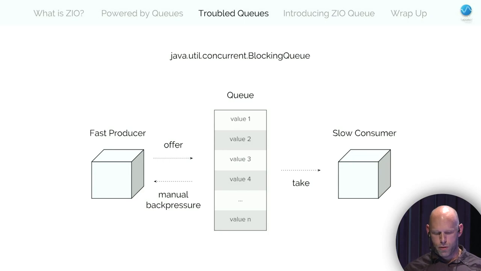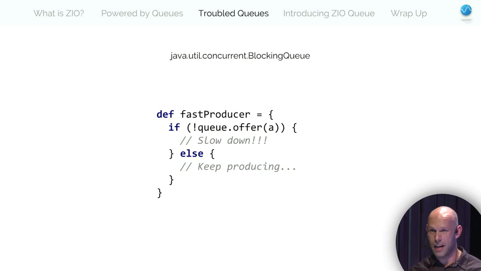And what's the problem with manual back pressure? Code that looks like that, and not always exactly like that, but basically it's, hey, if we can't stick anything in here, we've got to slow down. We've got to do something. We've got to take some strategy to deal with the fact that we're going too fast. And otherwise, we're going to keep producing. And this is a non-composable solution to the problem.